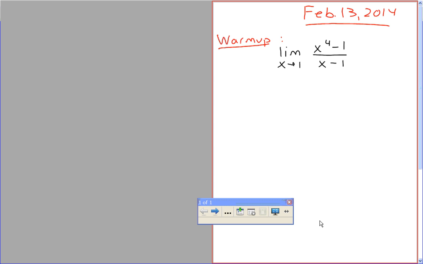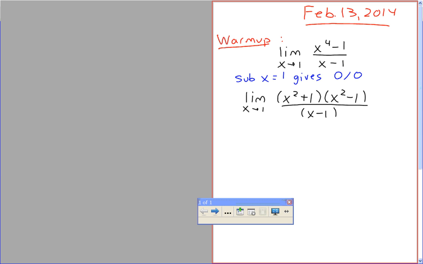Do x squared plus 1, and then x squared, x plus 1, and x minus 1. Okay, so first of all, of course, you sub in x equals 1 and it gets 0 over 0 first. But then you factor the top. And you said that turned into x squared plus 1 and x squared minus 1? No, x squared plus 1, and then you just break x squared minus 1 into x plus 1 and x minus 1. So this turns into the limit as x approaches 1 of x squared plus 1 over x plus 1 times x minus 1.